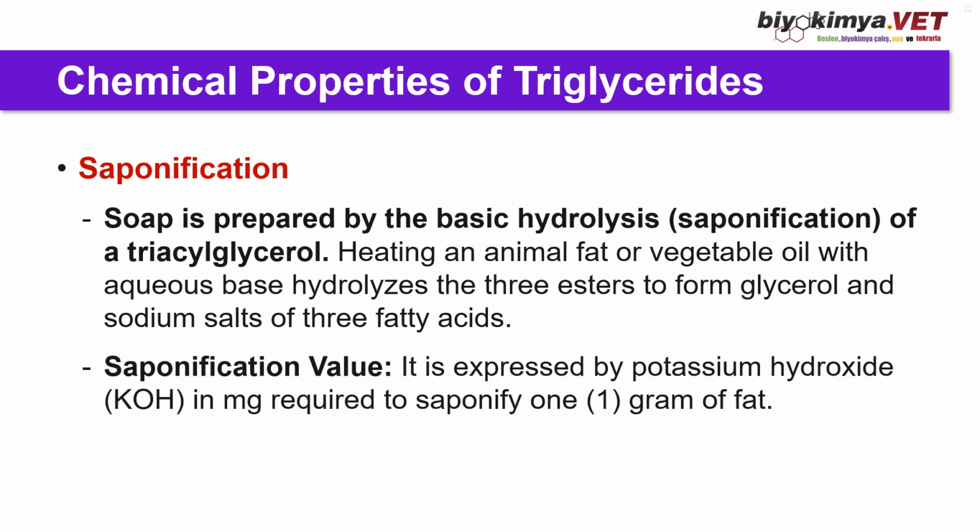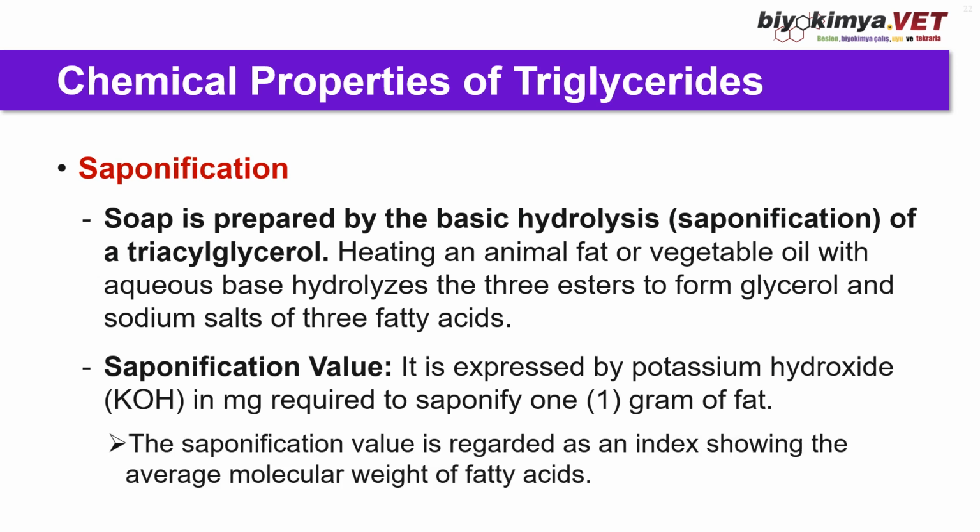And we have a saponification value. It is expressed by the potassium hydroxide in milligrams required to saponify 1 gram of fat. The saponification value is regarded as an index showing the average molecular weight of fatty acid. Some soaps, especially sodium and potassium soaps, are easily soluble in water because the dissolution of the carboxylic groups is quicker.